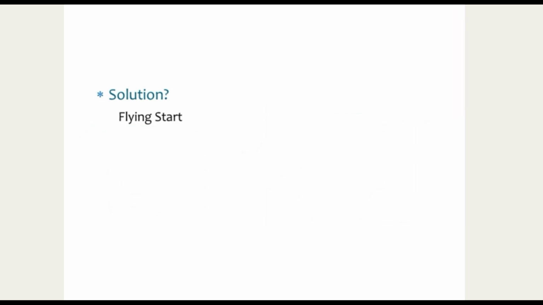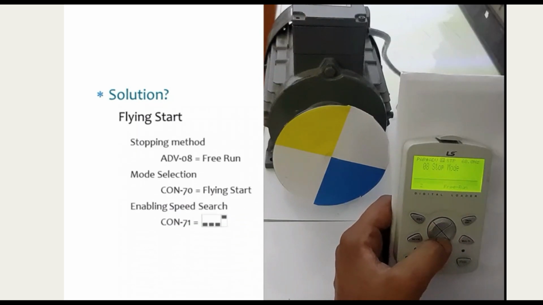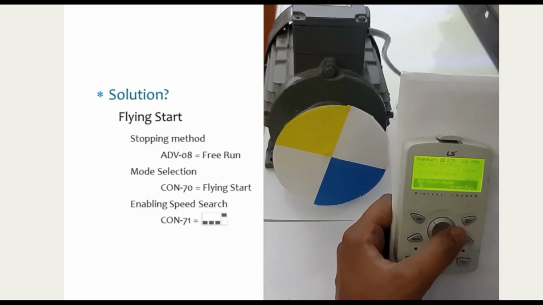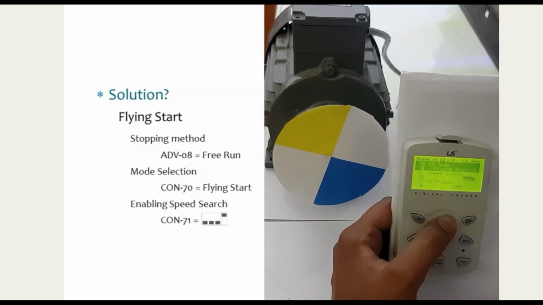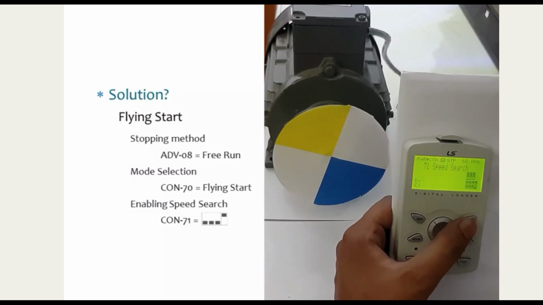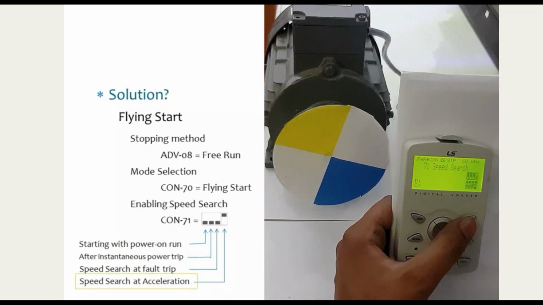I will show this here with a demo. First, to make things real, I selected stopping as free run. Second, we need to enable and define the speed search condition. It can be during acceleration, during power interrupt, or when a fault occurs. In my case, I am selecting speed search during acceleration.